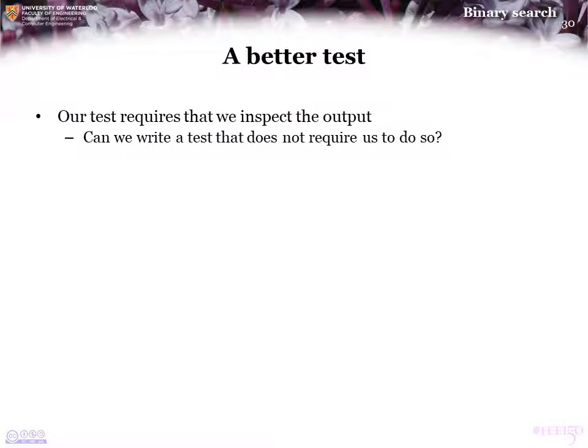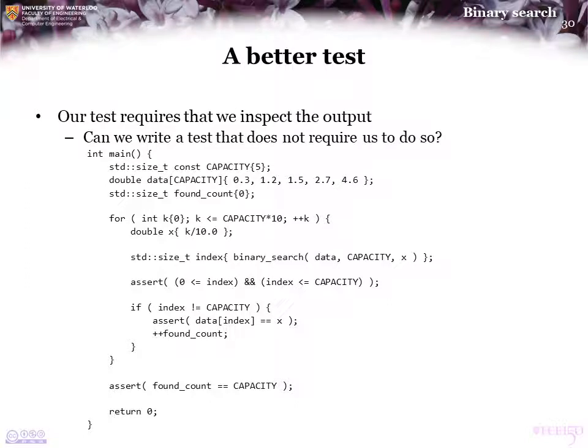Question is, can we write a test that does not require us to inspect the output? Well, here's one such test. So again, I have the same array I'm searching. However, now I'm going to have a local variable found count, which is initialized to 0. Once again, I will search through the array. However, now if I find an index that is not equal to the capacity, I will make sure that the value at that index is equal to the value of x that we were searching for.